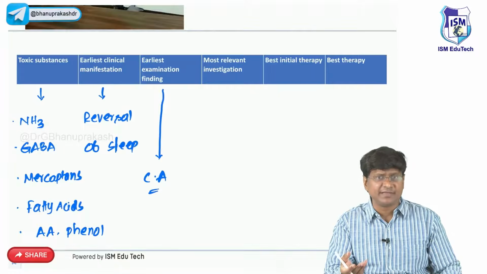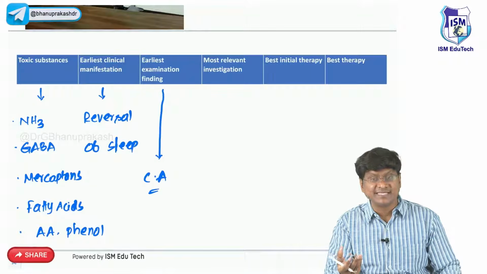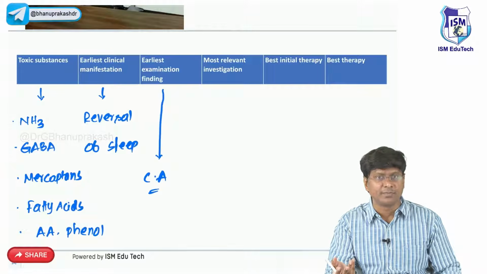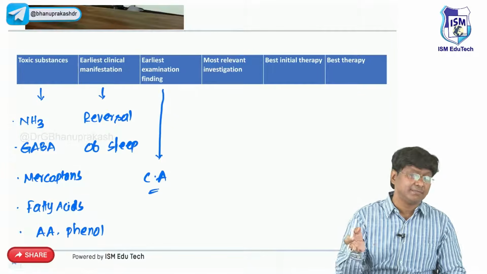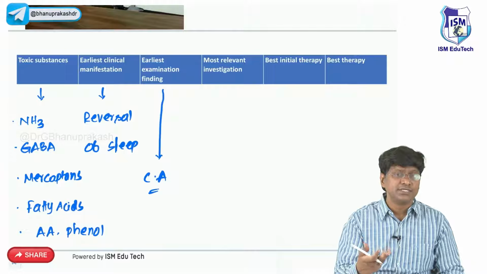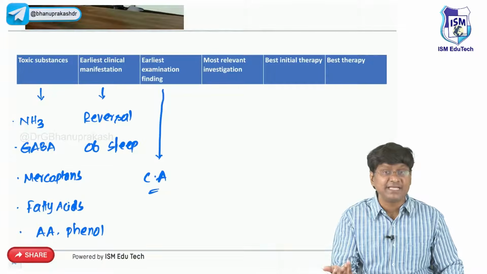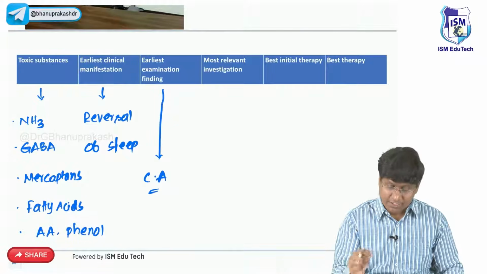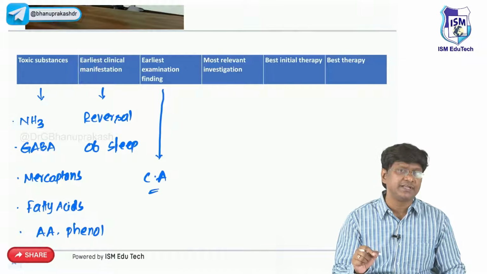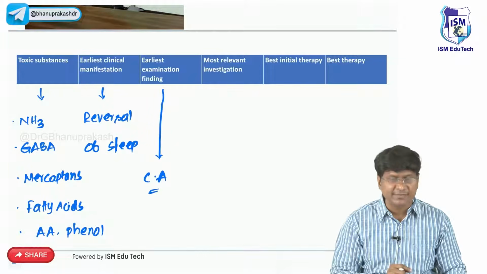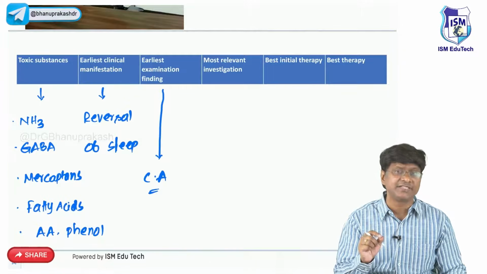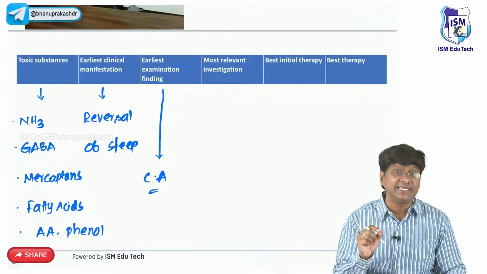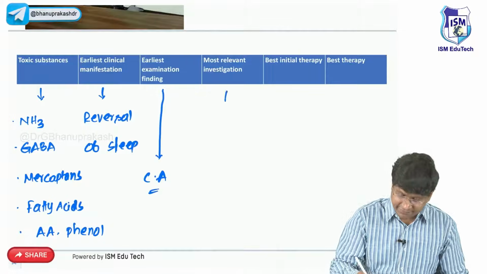Now, what do you think is the most relevant investigation in these patients? See, it is not your serum ammonia levels. Why? Because the serum ammonia levels may appear normal. Why? Because there are many other toxins which can cause the hepatic encephalopathy. So that is the reason why for the most relevant investigation we don't take the serum ammonia levels. The most relevant investigation what we take is the EEG, that is electroencephalograph.